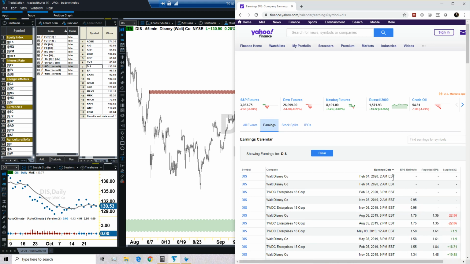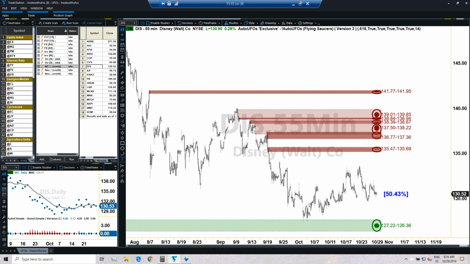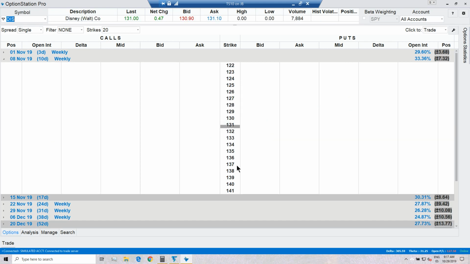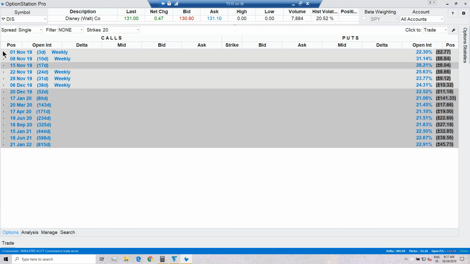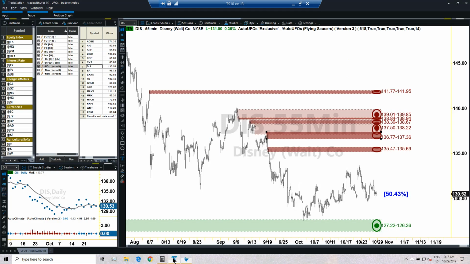So Disney is reporting earnings on November 6th. Okay, so we're going to have probably the same problem. There are no UFOs close by. We do have 50%. So if I was to do the 137 using November 1st, how much I get paid probably is not going to be enough. I want to check quickly. Yeah, 6 cents is not enough. It's too far, given the fact that November 1st is too close. Okay, so we'll pass on Disney.